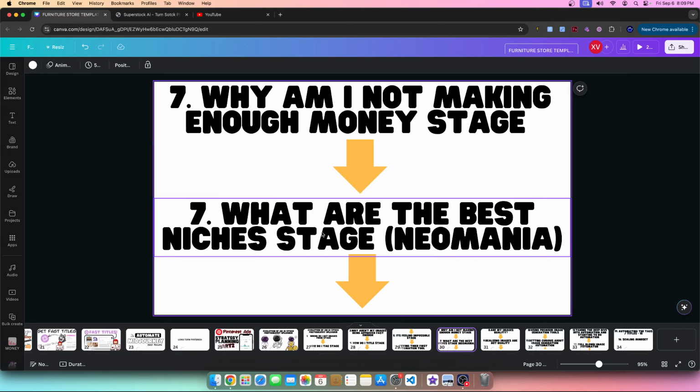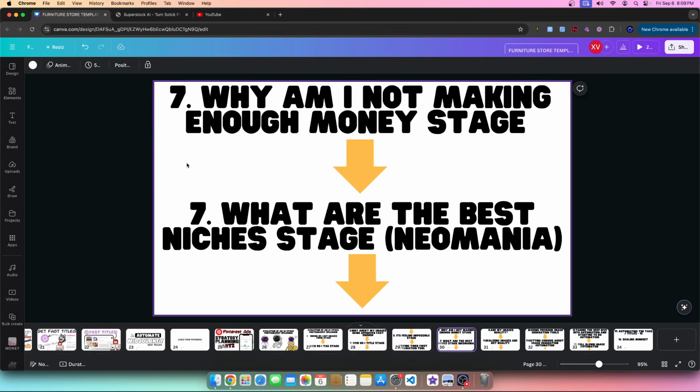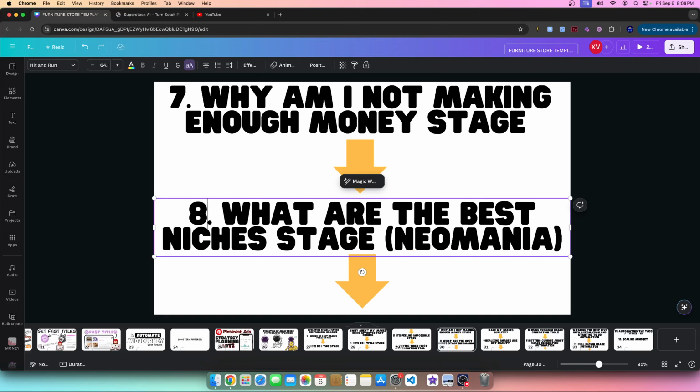So once again, sorry about the numbering, but don't worry about it. It says, why I'm not making enough money stage. So here, once again, notice where they kind of moved on from. They're trying their first automation tool. They're working on it at this point. They've already kind of conquered some of their mental barriers that they've experienced previously, and they're asking themselves, why am I not making enough money?